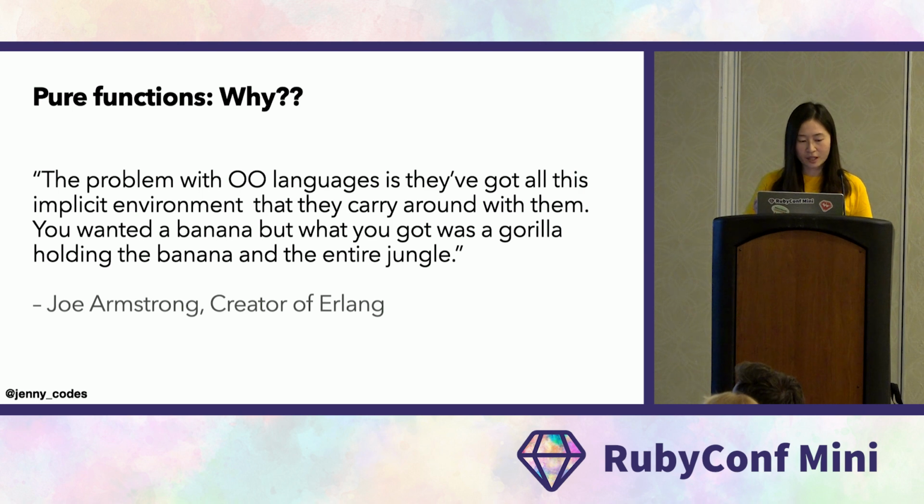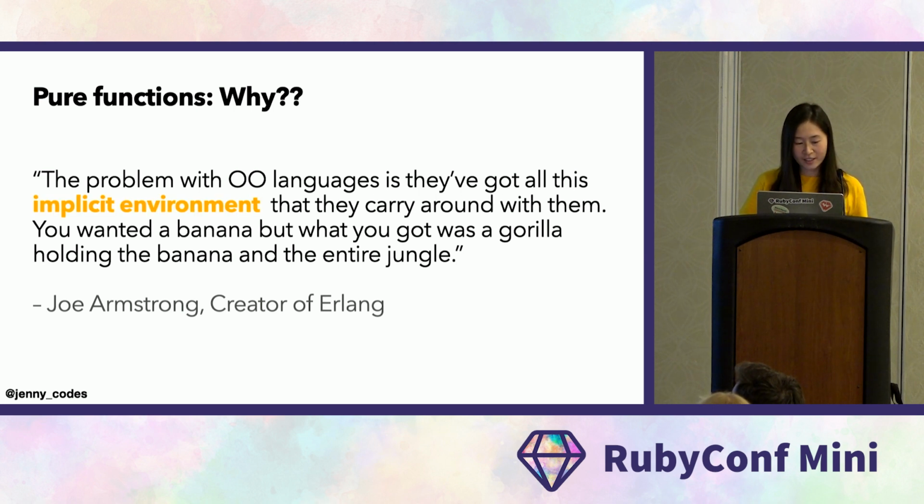And I'm just going to quote Joe Armstrong, the creator of Erlang here. The problem with OO languages is they've got all this implicit environment that they carry around with them. You wanted a banana, but what you got was a gorilla holding a banana in an entire jungle. And I will highlight the implicit environment here.